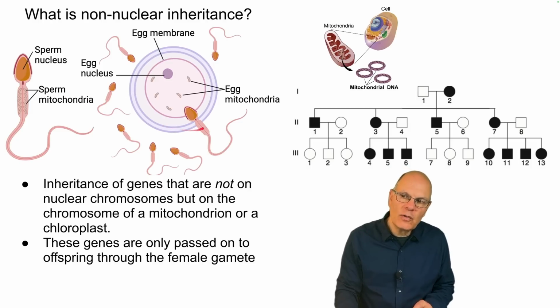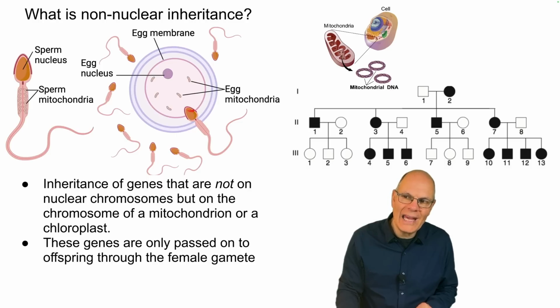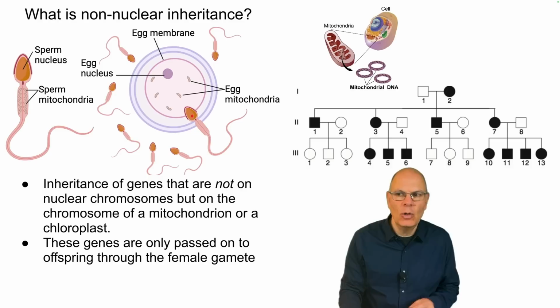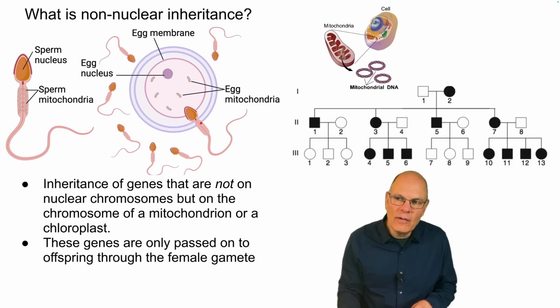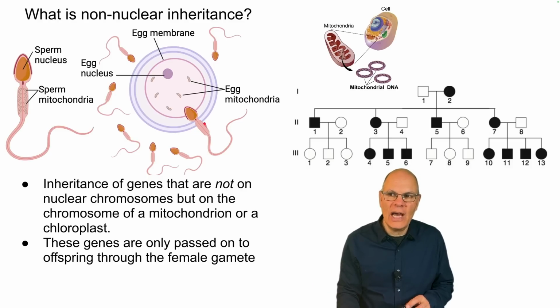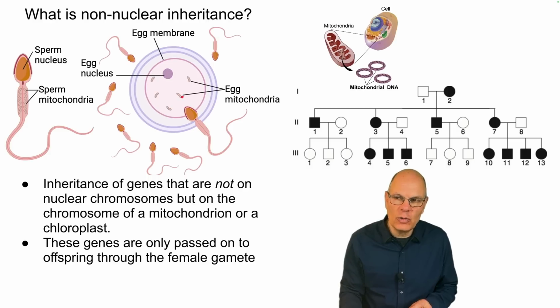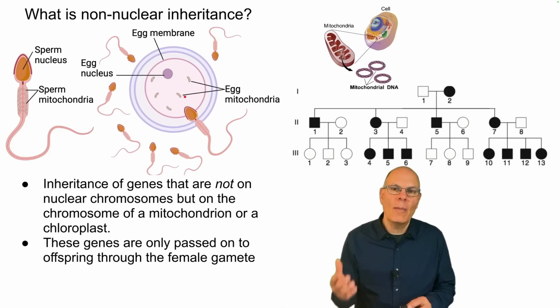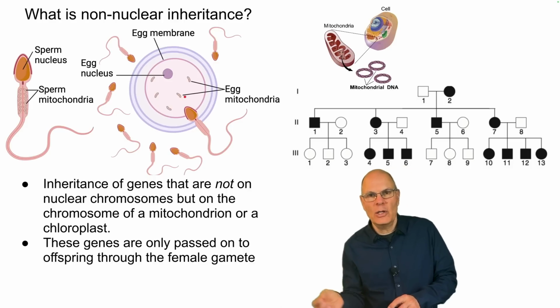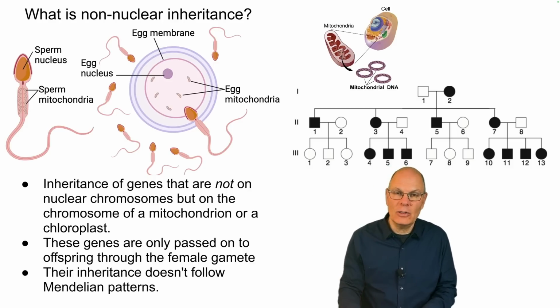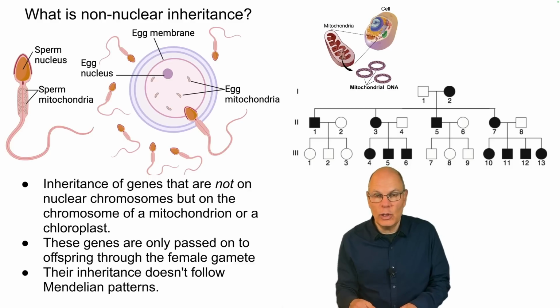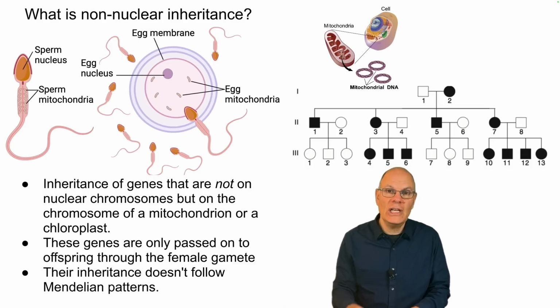But when there's fertilization, only the head of the sperm penetrates through the egg membrane, or is allowed in through the egg membrane, and all of the mitochondria are left outside. So all of the mitochondria that get passed on to the offspring are mitochondria that were passed on through the female germ cell.